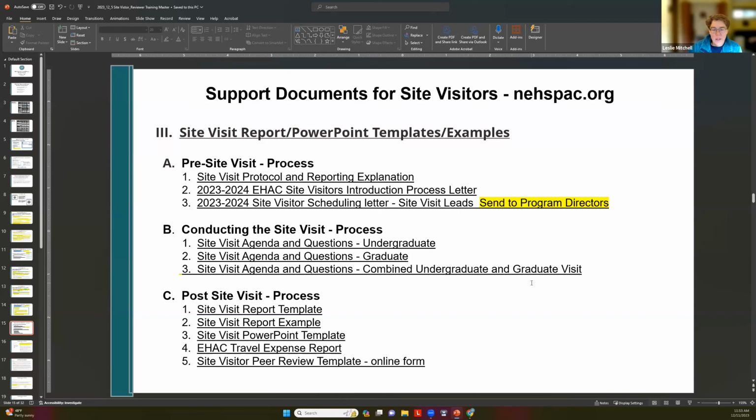There are again the detailed site visit agendas for the undergraduate, graduate, and a combined undergraduate and graduate one as well. There's the site visit report template and an example of an actual report. There's a PowerPoint template, the expense report that you'll use for your expenses, and the site visit peer review template. That's an online form now that I will send out to you later.